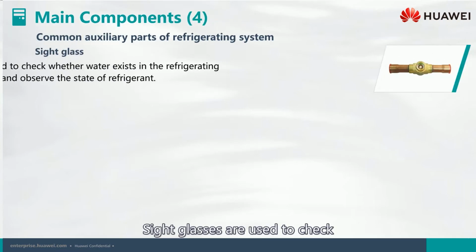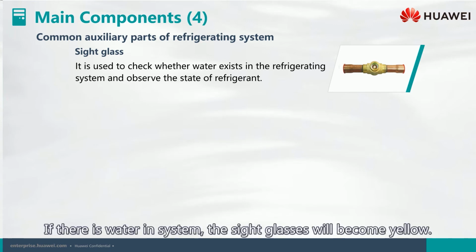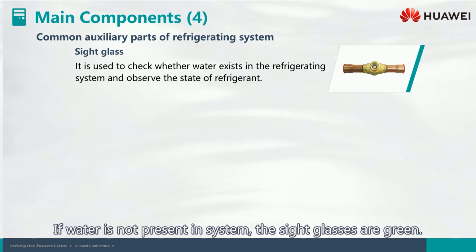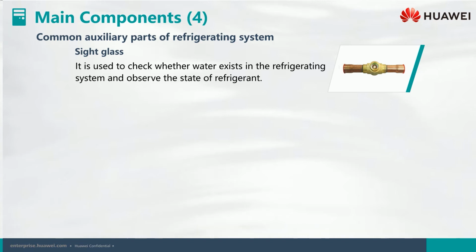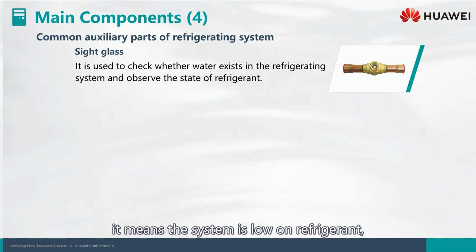Sight glasses are used to check whether water is present in the refrigeration system and to observe the state of refrigerant. If there is water in the system, the sight glasses will become yellow. If water is not present in the system, the sight glasses are green. In addition, if there are white bubbles in the sight glasses, it means the system is low on refrigerant, which needs to be refilled.